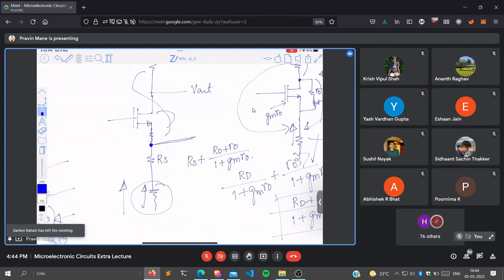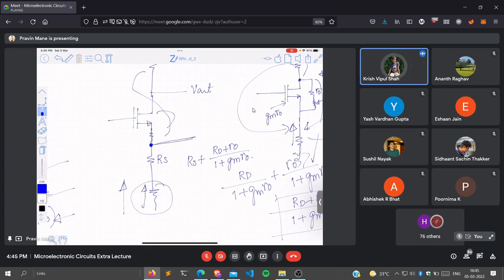But again, I am saying this technique should not be applied for gain calculation. The gain calculation formula that I told you, the resistance connected at the output divided by the resistance into the source terminal, should be only applicable when RO is absent. By doing this transformation, you should not apply the rule. Please keep it in mind. This is only for resistance calculation.